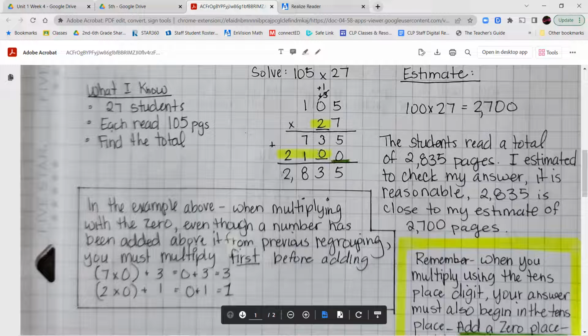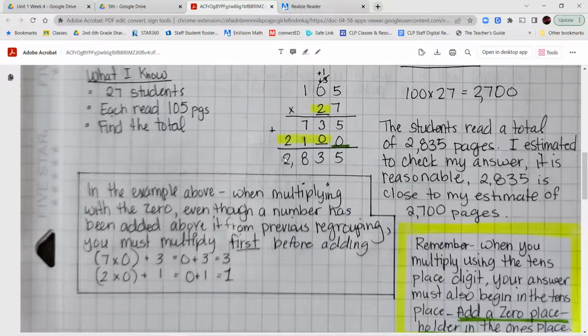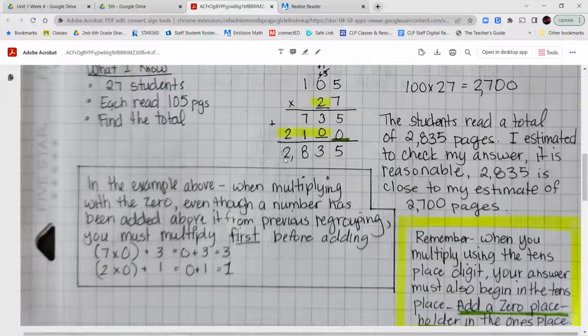2 times 5 is 10. I put my 0, I record, and I carry over my 1. 2 times 0 is 0, plus that 1 extra gave me the 1 here, and then 2 times 1 is 2. I add those partial products, and the answer I get is 2,835. So my answer is reasonable because 2,700 of my estimate is close to 2,835.